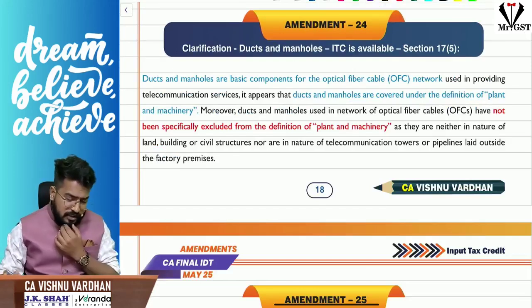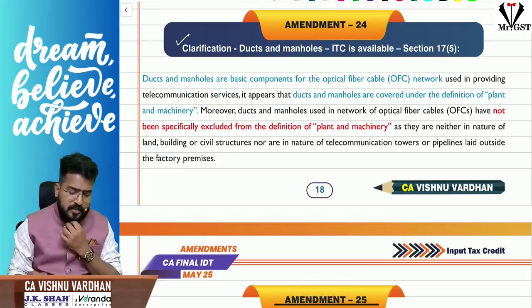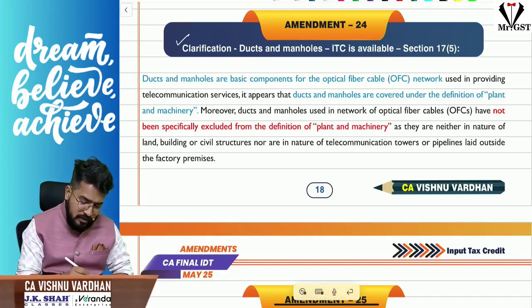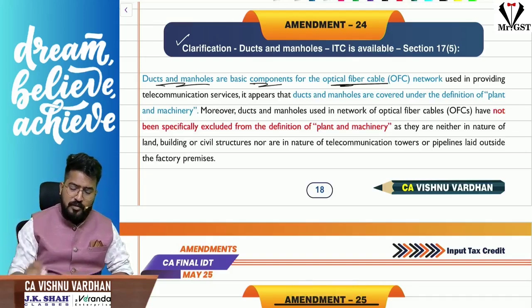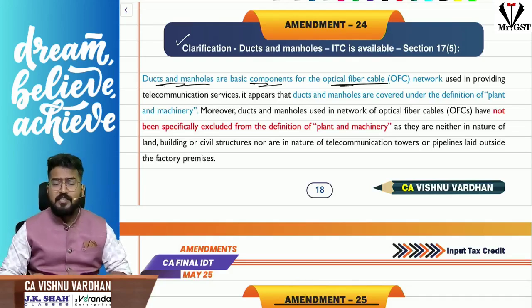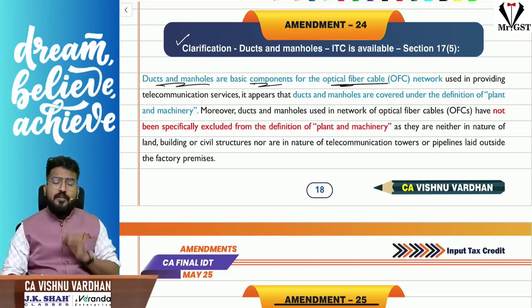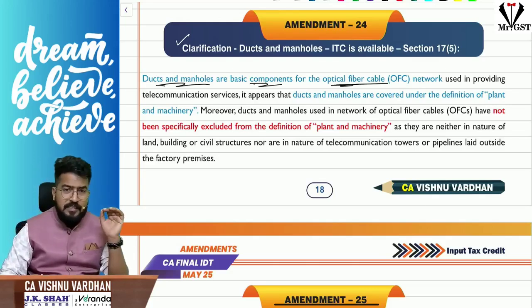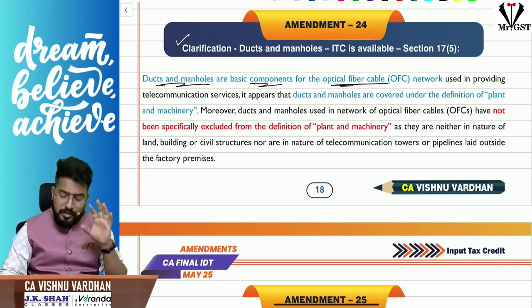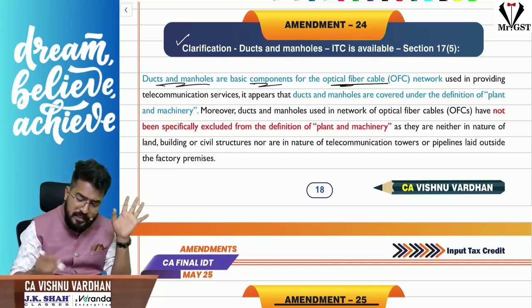The next clarification is with respect to ITC on ducts and manholes used while constructing the optical fiber network. In the construction of optical fiber cables or networks, they are using ducts and manholes. Whether we can take ITC on that or not, the department has clarified. Generally, plant and machinery under 17 subsection 5 is an exception, and you can take ITC on that. So ducts and manholes will be considered as plant and machinery.